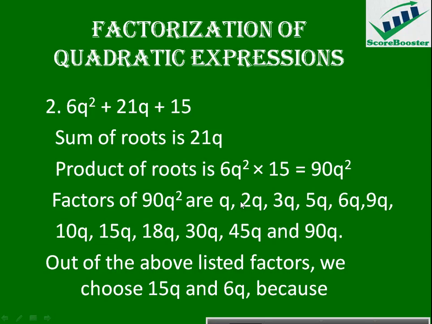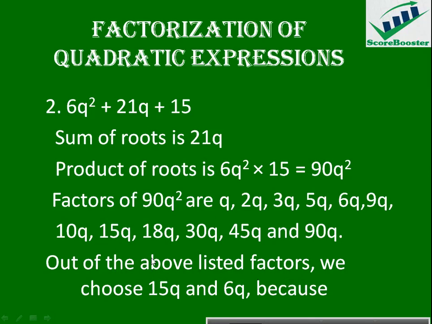So now we choose two factors out of all these factors, such that if you add those two factors together, you will have 21q, and if you multiply those two factors together, you have 90q squared. So if you look at these factors critically, 15q and 6q are the factors such that when you add them together, you have 21q, and when you multiply them together, you have 90q squared.